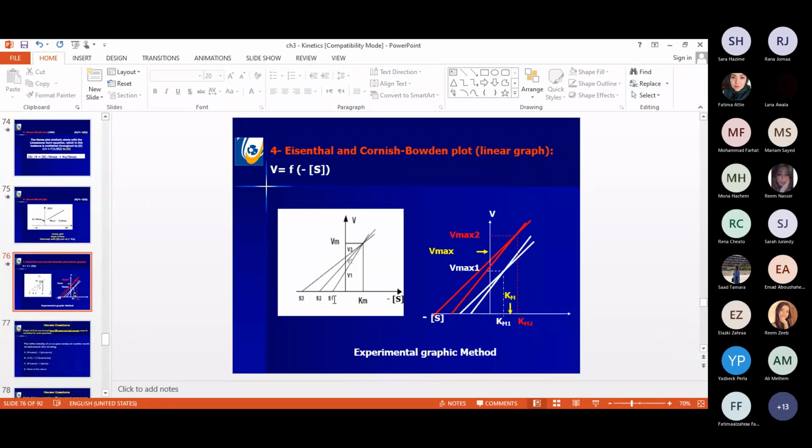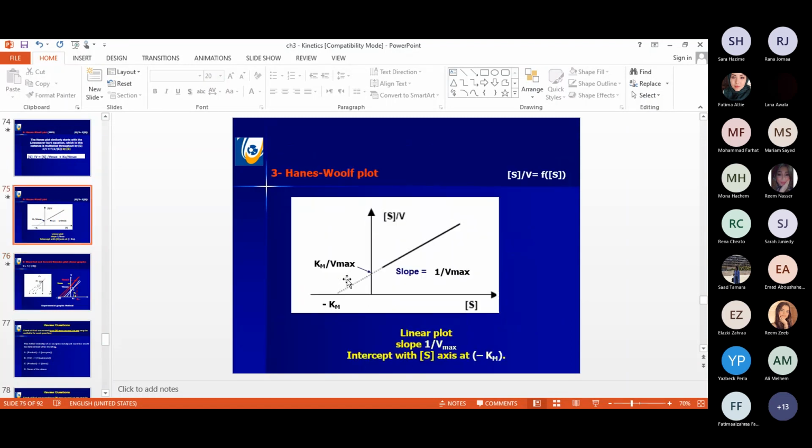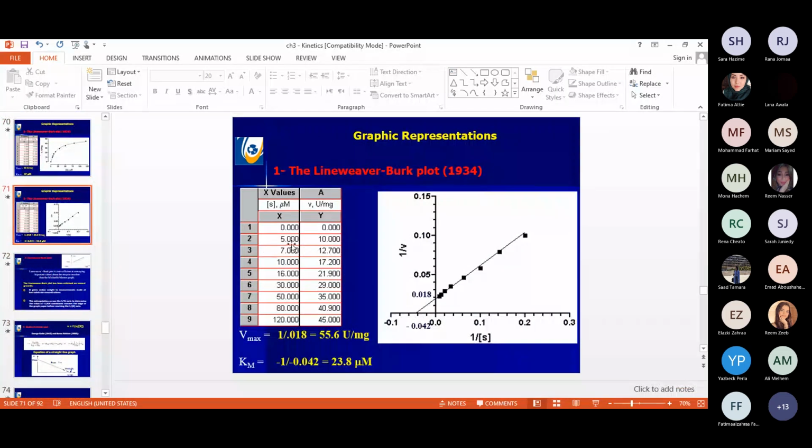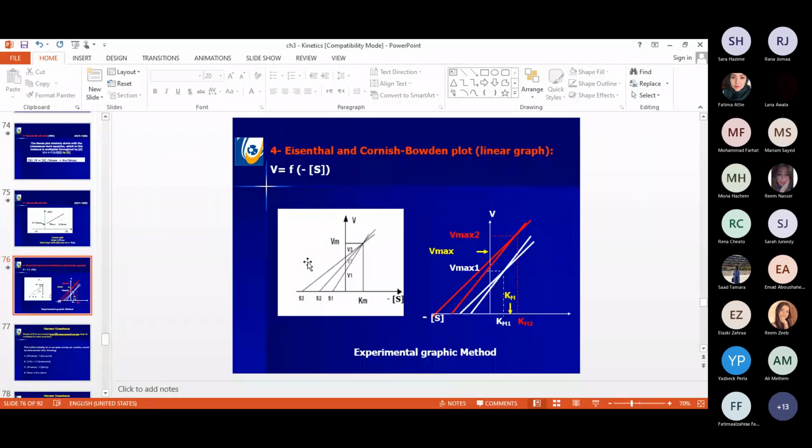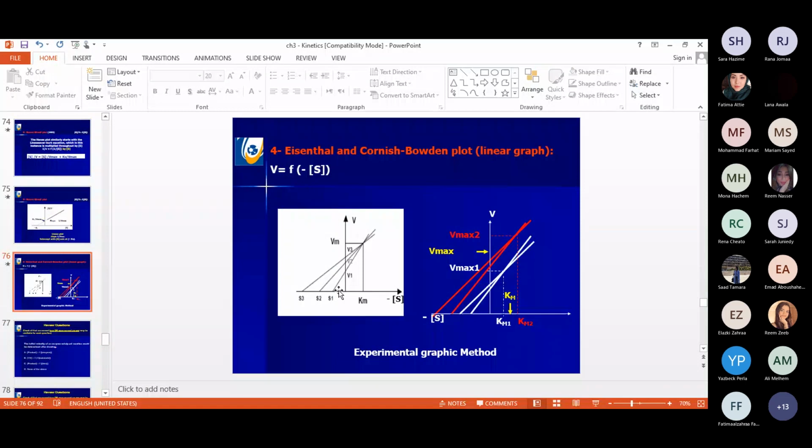Fourth method, the Eisenthal and Cornish-Bowden plot, which is an easy method but a little bit more complicated. It is based on a plot of V as a function of minus S. Here we take a couple of values V and S from the table, for example V 10 with S 5, V 12.7 with S 7, etc. For each pair we plot V on the y-axis and minus S, the negative part, on the x-axis.